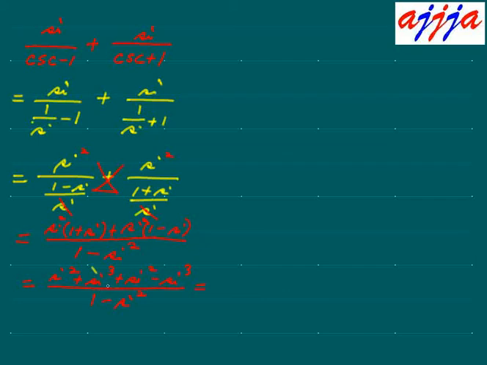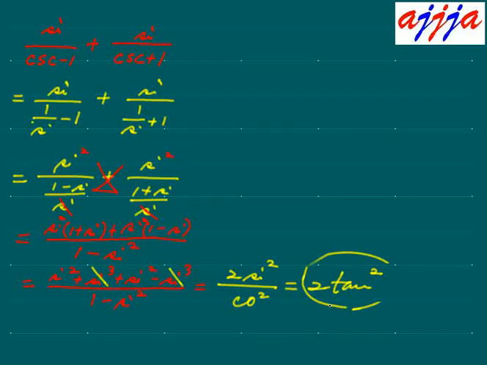Now you can eliminate: sine third power minus sine third power is going to be gone. Now we have 2 sine squared over 1 minus sine squared, that's cosine squared. So which is what? What is sine over cosine? That's tangent, right? That means 2 tangent squared. That's the final answer.